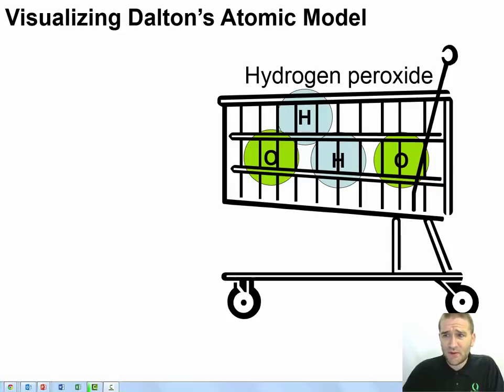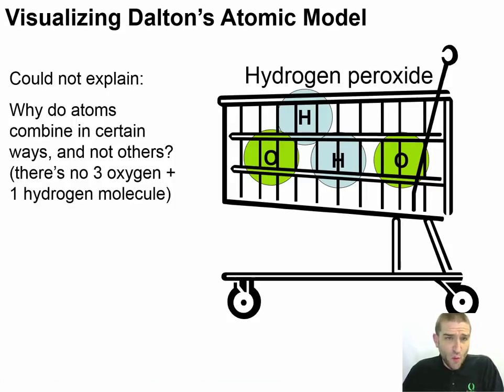For example, it couldn't explain why we have to have 2 hydrogens and 2 oxygens. Why couldn't there be 3 oxygens and 1 hydrogen? Water has H2O, 2 hydrogens and 1 oxygen. Hydrogen peroxide has 2 oxygens and 2 hydrogens. But we can't get a molecule that has 3 oxygens and 1 hydrogen. It just doesn't exist.